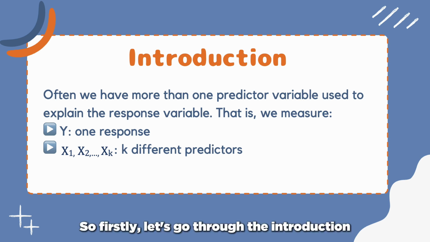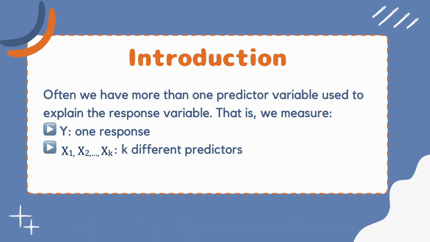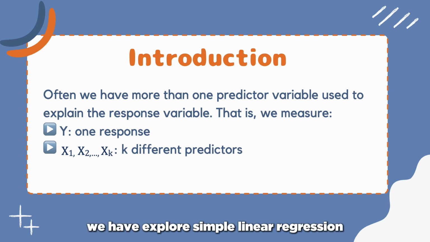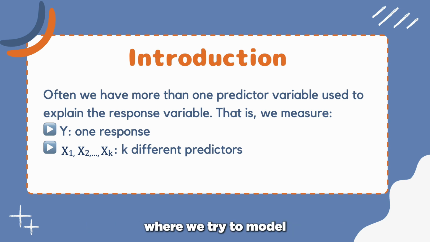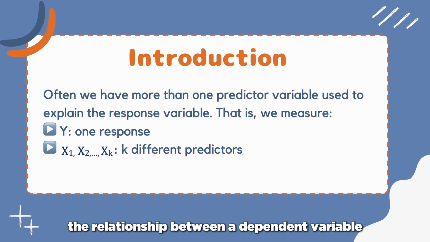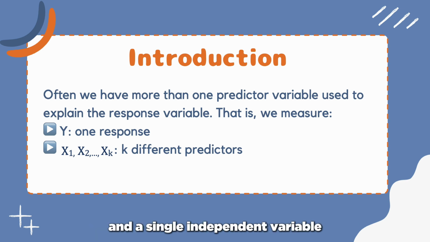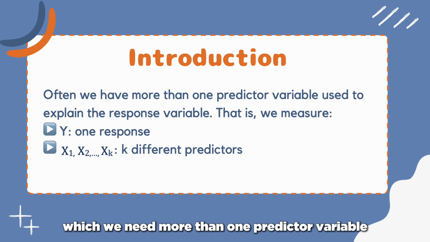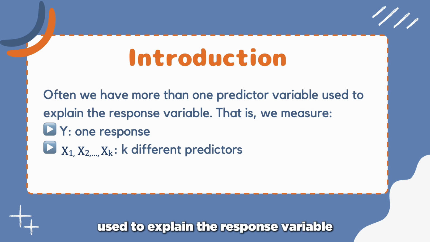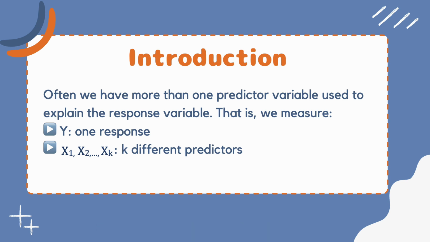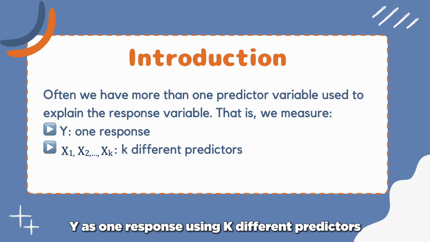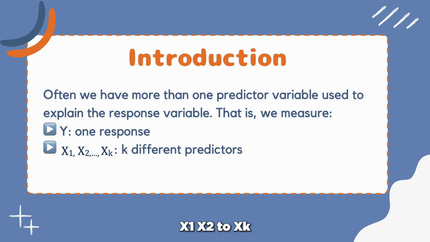So firstly, let's go through the introduction. In our previous learning, we have explored simple linear regression, where we try to model the relationship between a dependent variable and a single independent variable. However, in real-world scenarios, we often face more complexity, where we need more than one predictor variable to explain the response variable. Thus, we measure y as one response using k different predictors x1, x2 to xk.